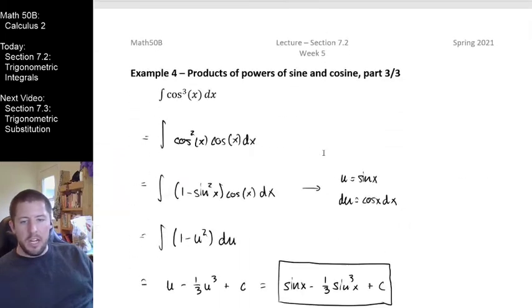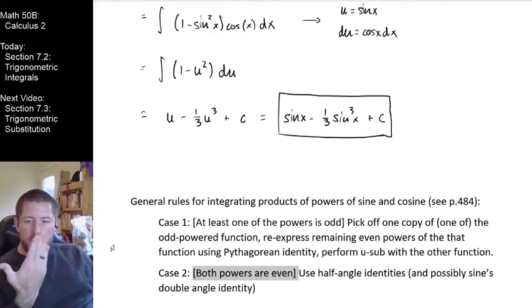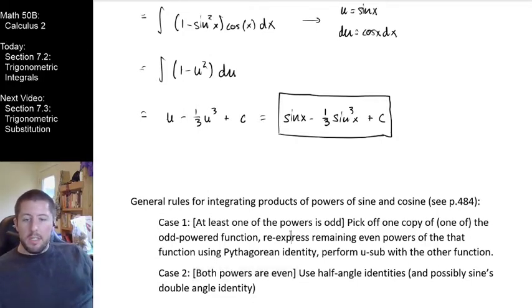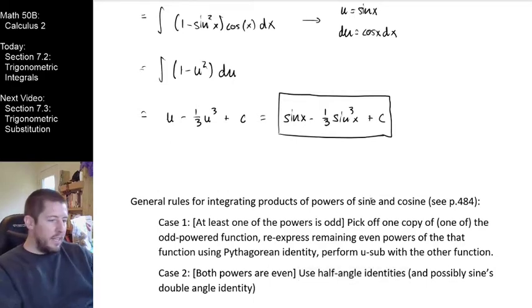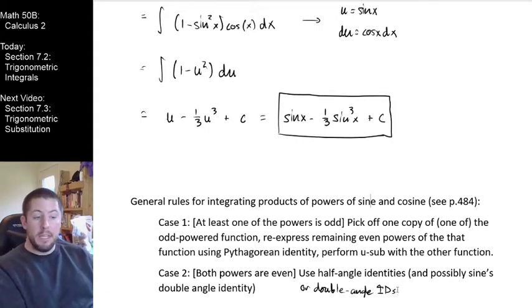And this is a good general strategy whenever one of our 2 trig functions has an odd power. The only thing that's weird is if both of our powers are even. The problem is that if we use the Pythagorean identity, we don't have a function and its derivative in there anymore. So in those cases, we're going to want to use our half angle identities, or our double angle identities, I should say, and possibly sine's double angle identity as well, which is a key one right there.